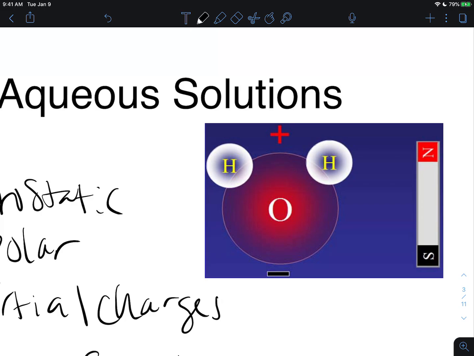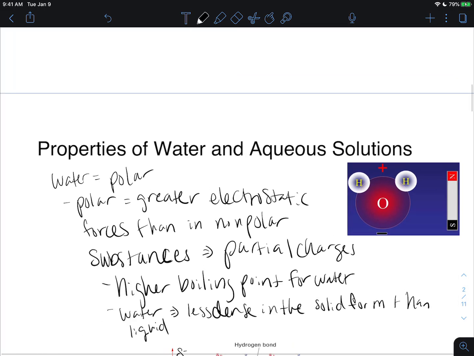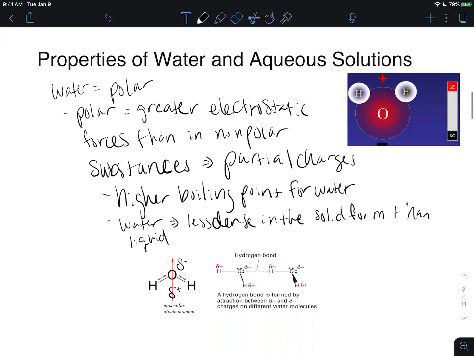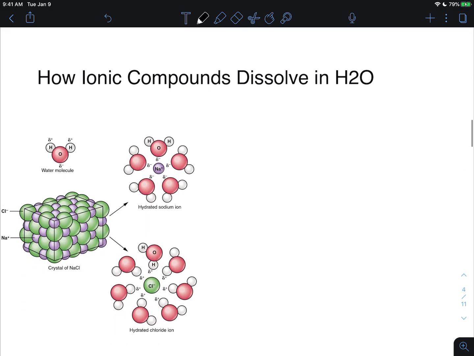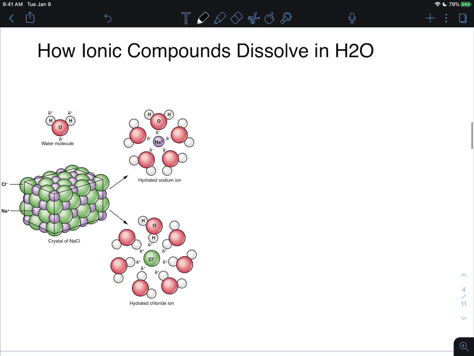So we've got a positive end that acts like a little north pole and a negative end that acts like a little south pole. And those are going to be attracted to other poles of magnets. So positive will be attracted to negative, negative will be attracted to positive. So they're going to hold together kind of like a magnet would, which is why they hold together so much better and have higher boiling points. And anything that has little magnets, little charges in it is going to be, for the most part, soluble in water, such as an ionic compound.